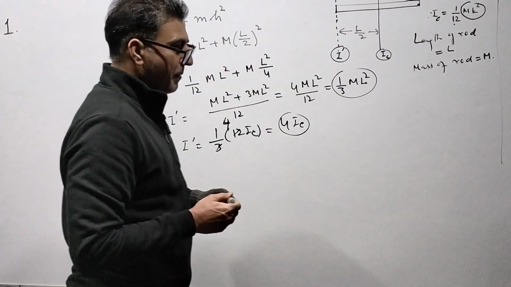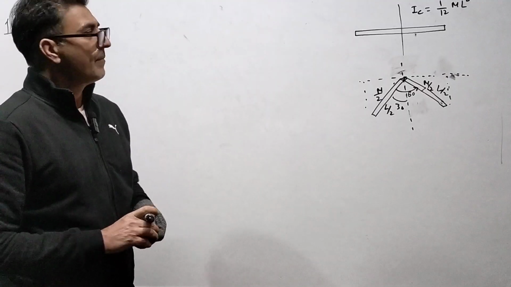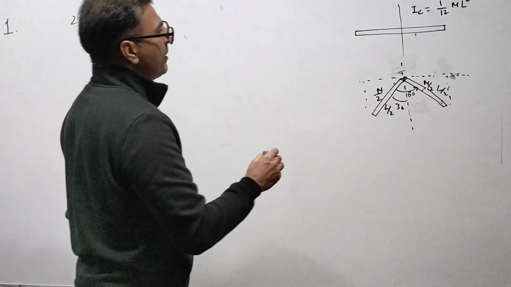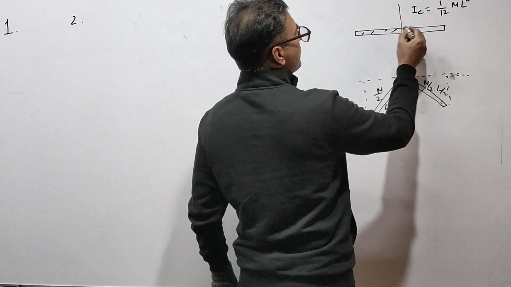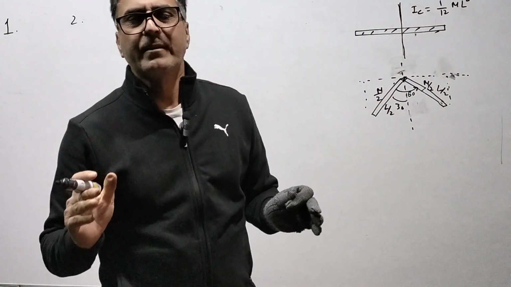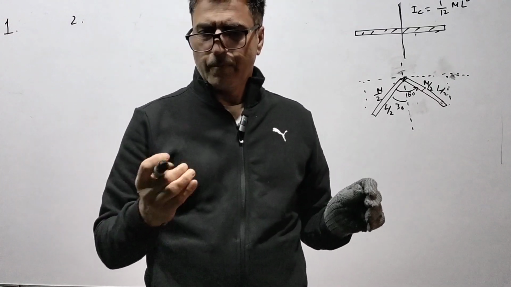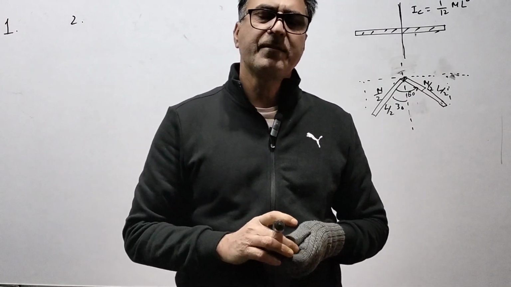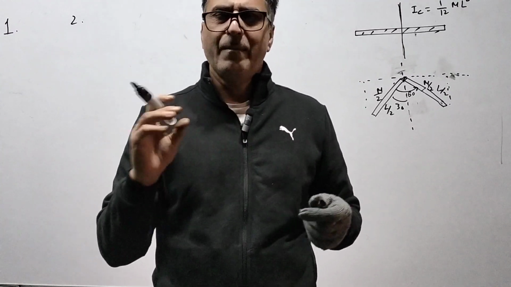Now let me go to problem number two. What is the second problem here? Have a look. You have a rod and you know its moment of inertia about the center of mass axis. We know that. If you have a rod and I ask you what is the moment of inertia about the center of mass axis, the answer is obviously 1/12 ml square.